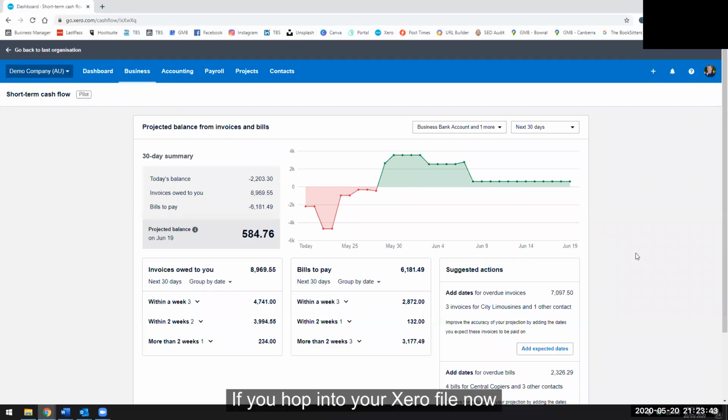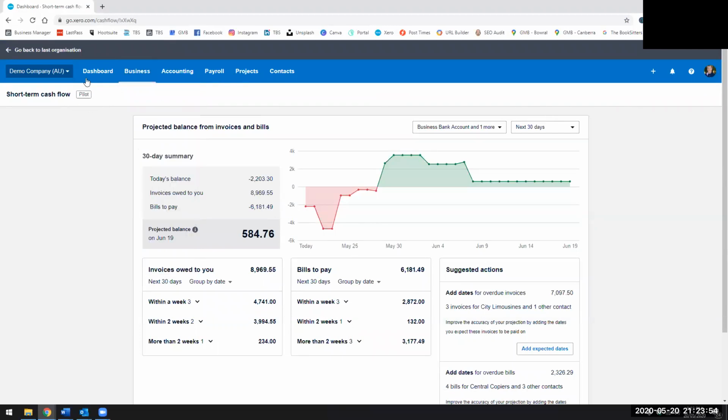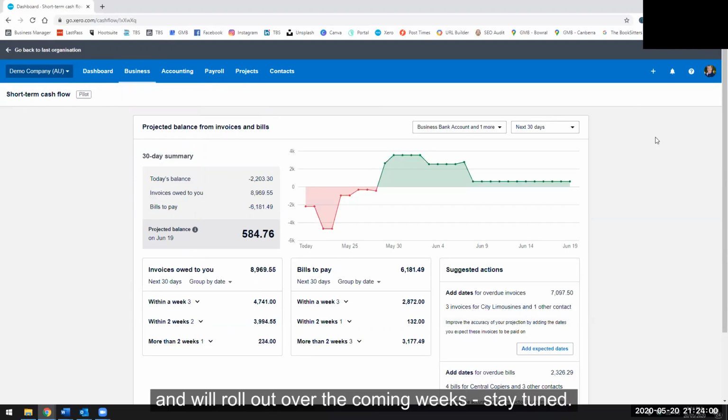If you hop into your Xero file now and you are all reconciled and the short-term cash flow forecast is not there, keep checking over the next week or so, as this is a new pilot that Xero is launching for business clients first and will roll out over the coming weeks. So stay tuned.